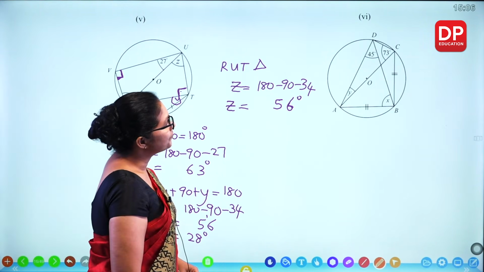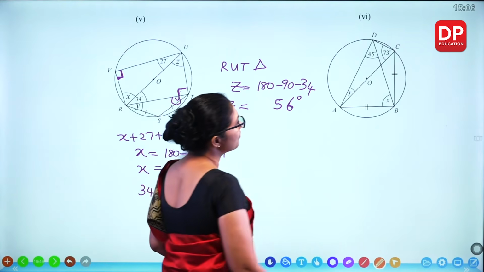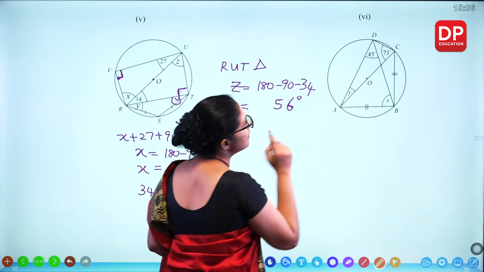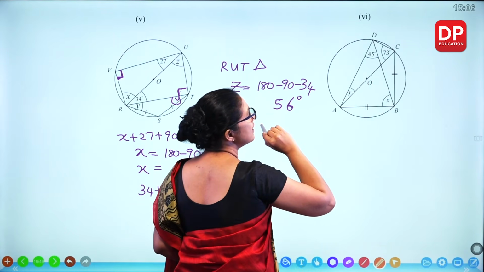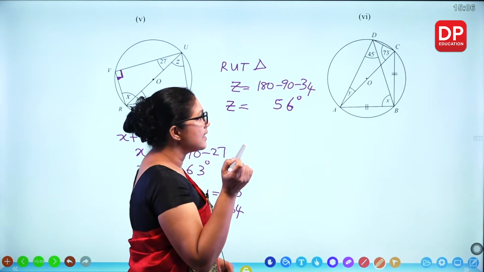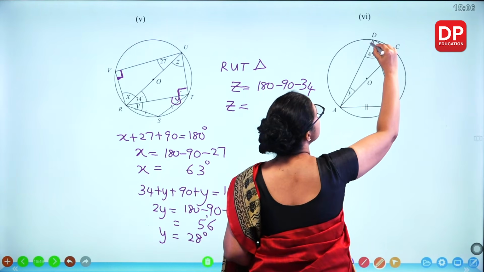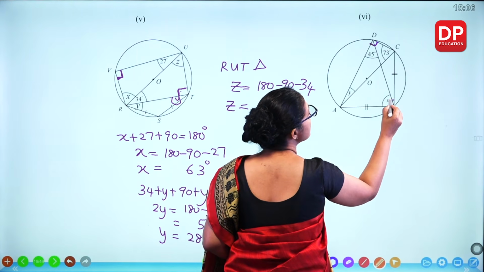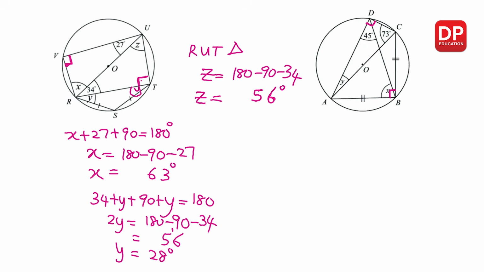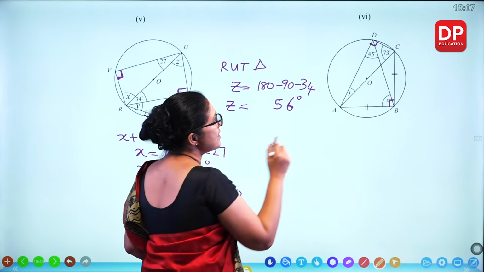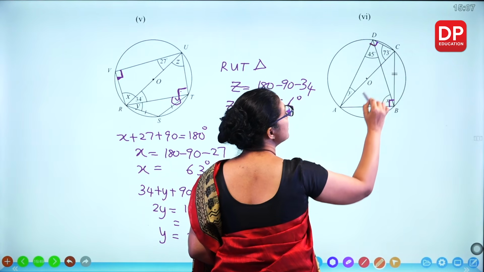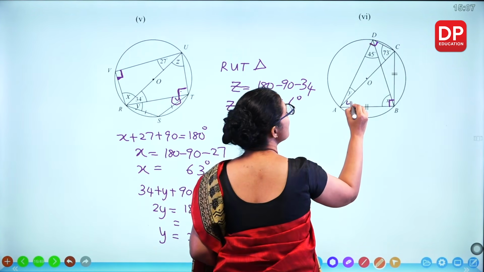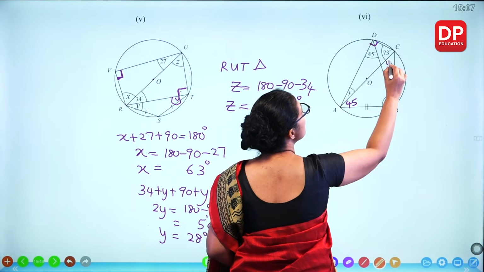Take this one. What do you know? We know this is also passing through the center. AC is the diameter. So we can say this is 90 degrees. This whole thing also 90 degrees. These two 90 degrees. And these two sides are equal. So what is one angle? 90 divided by 2. So this is 45.